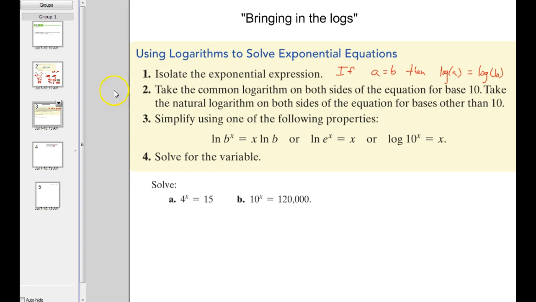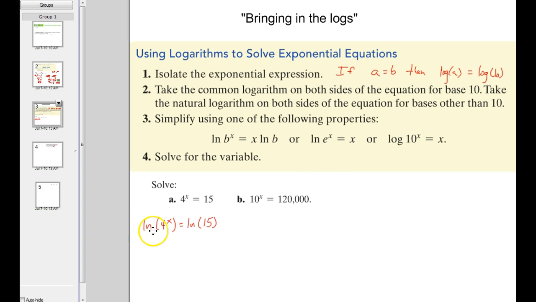Alright, let's look at this one. 4 to the x equals 15. Okay, I can't easily change 15 to 4 to a power. I can using logarithms, but if I'm going to use logarithms, I might as well just bring in logs. So I bring in logs. 4 to the x, 15, what was originally equal, is now inside a logarithm.